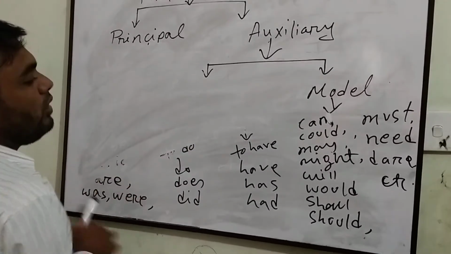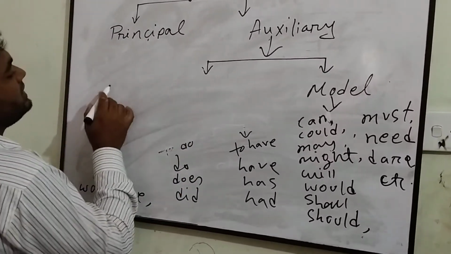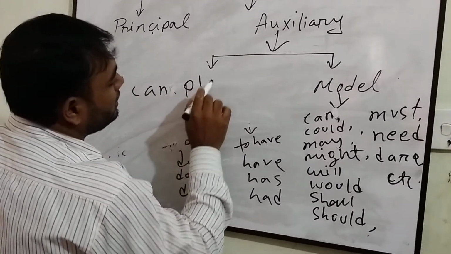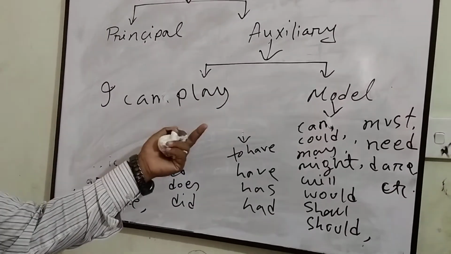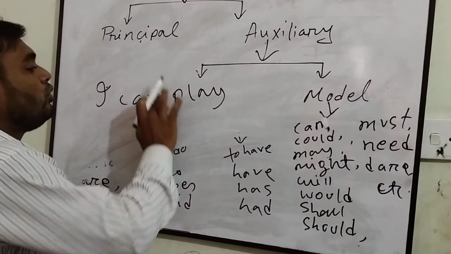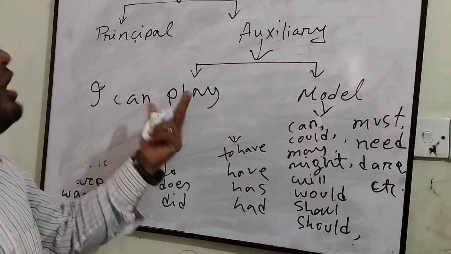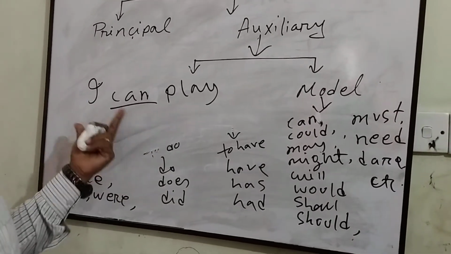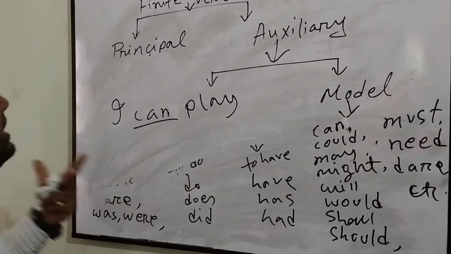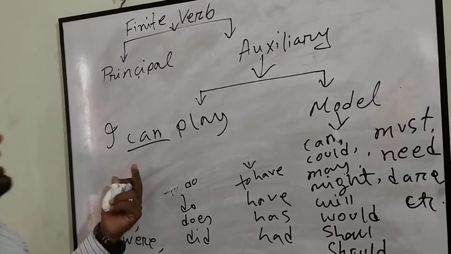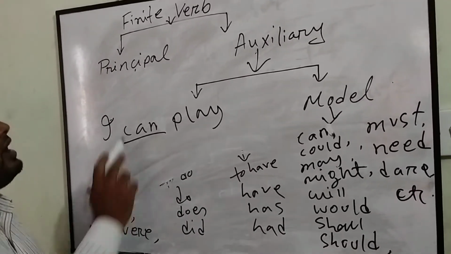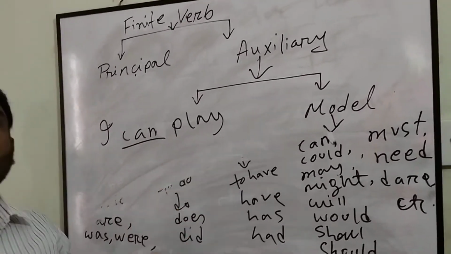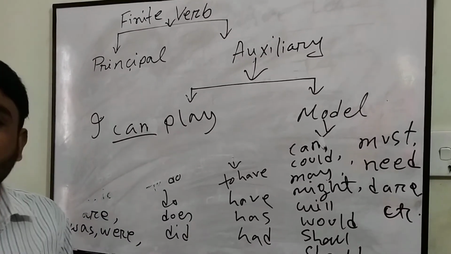Now I am writing you a sentence using a modal auxiliary verb. Now, I can play. Play is a principal verb, but to explain the meaning of the sentence, I have to use can, because I can play. To write a meaningful sentence, I have to use here a modal auxiliary verb. After a modal auxiliary verb, we have to use the simple present form of a verb.